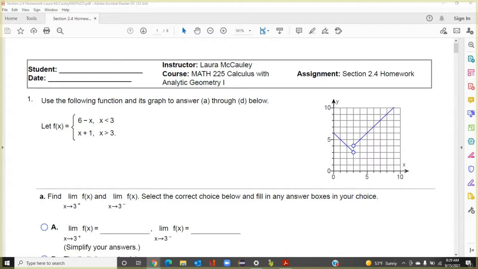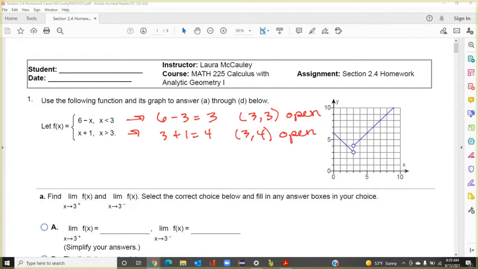Remember, one of the keys for graphing a piecewise is to plug in the breakup value just so you can see. So we know that we're going to have the point (3, 3) with an open circle, and then plug in this other piece. 3 plus 1 is 4. So we're going to have (3, 4) also with an open circle.